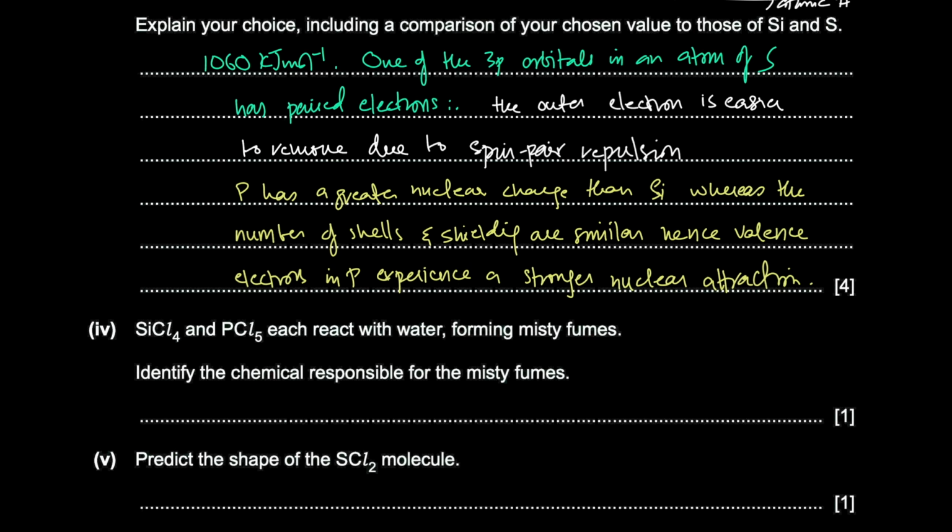SiCl4 and PCl5 each react with water, forming misty fumes. Identify the chemical responsible for the misty fumes. The chemical is HCl, or hydrogen chloride. Don't say hydrochloric acid. Hydrogen chloride, the gas.